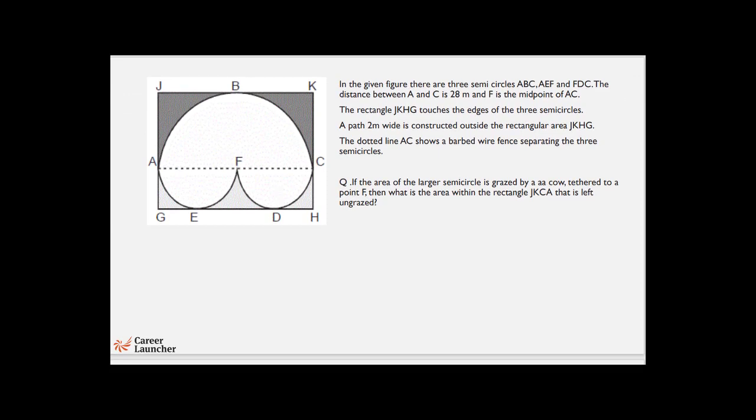The next question is, if the area of the largest semicircle is grazed by a cow tethered to a point F, that means we have tied the cow here, what is the area within the rectangle JKCA that is left ungrazed? So now we are not talking about the entire rectangle, we are only talking about JKCA. The dimensions of JKCA are, it is a rectangle of 28 by 14. Remember, this is 28, J to K, and K to C is 14.